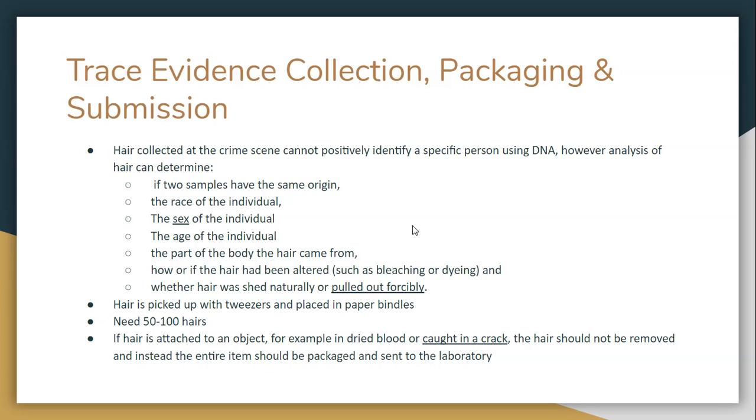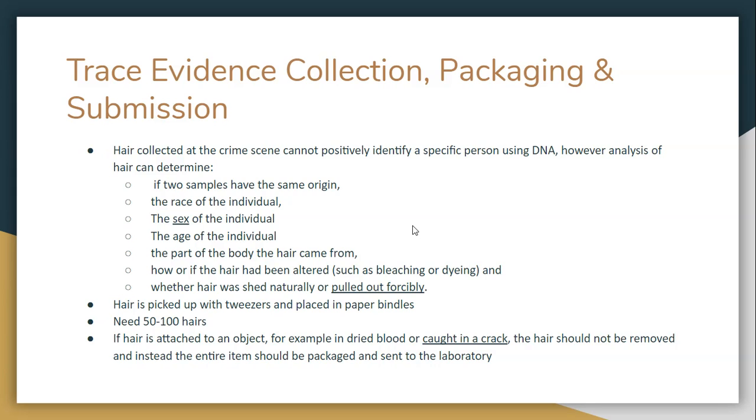Hair at the scene of a crime, you can't really get DNA from hair. There's a specific instance that has to be true for getting DNA from hair, but you can analyze hair to determine if you have two samples from the same origin. You can look at the hair to determine the race and sex and approximate age of the individual. You can also tell where on the body the hair came from. Has it been altered, like bleached or dyed, whether it was shed naturally or pulled out forcibly. And we'll get into this in more detail in our hair and fibers unit.